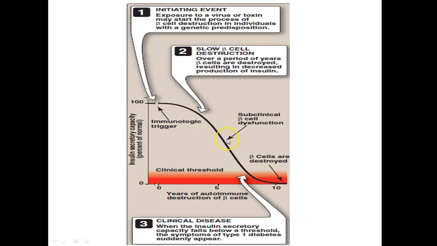Subclinical beta cell dysfunction will be seen in one phase, whereas this is the immunological trigger, and then gradual decline, slow beta cell destruction, then subclinical beta cell dysfunction, and finally beta cells are completely destroyed. When the insulin secretory capacity falls below the clinical threshold, you can see the obvious symptoms of type 1 diabetes. So this graph relates mainly to type 1 diabetes mellitus and how it comes into the picture: starting with the trigger, then the slow subclinical phase, and then clinical disease by the time it is reduced to the clinical threshold level.